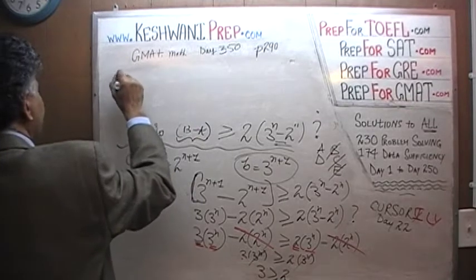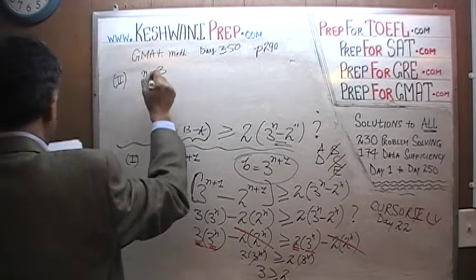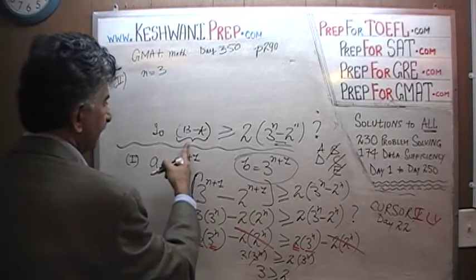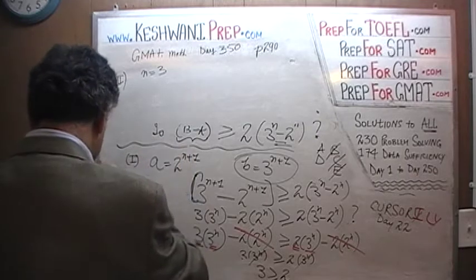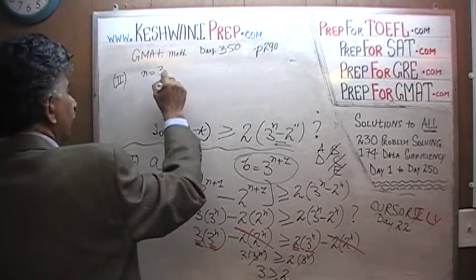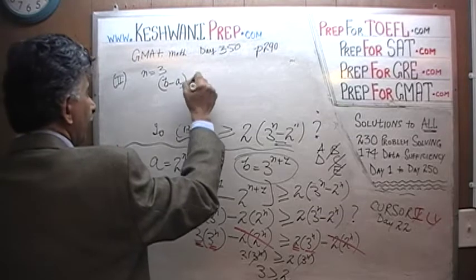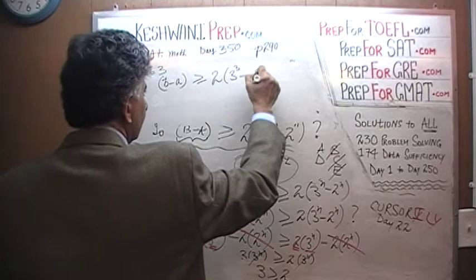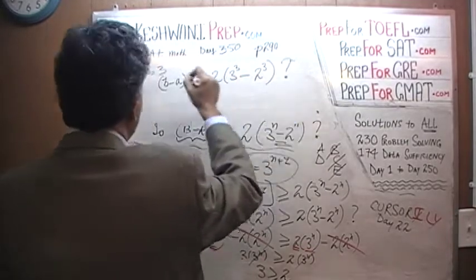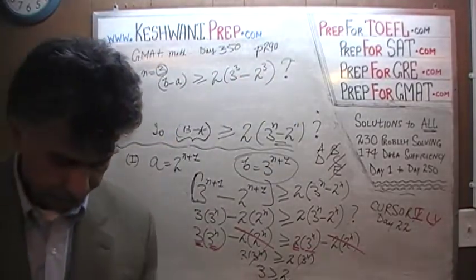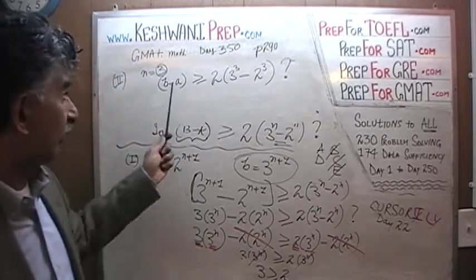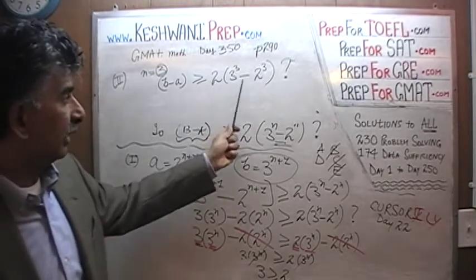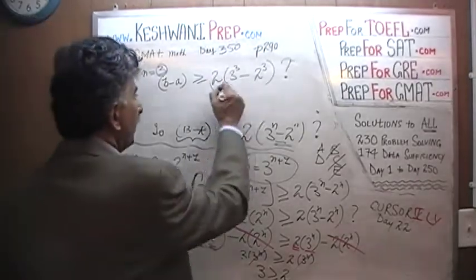In the second statement, they tell us that n is equal to 3. And what we are trying to figure out is this part right here. The question is: is b minus a greater than or equal to 2 times 3 raised to 3 minus 2 raised to 3? That's what it boils down to, because we know n is equal to 3. The problem is quite straightforward. We can find a numerical value here. We have a quantity here.